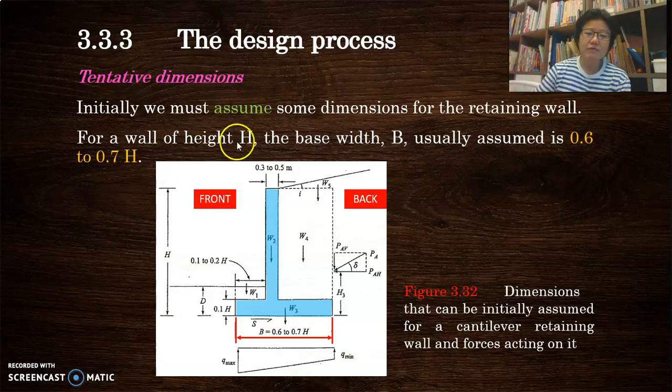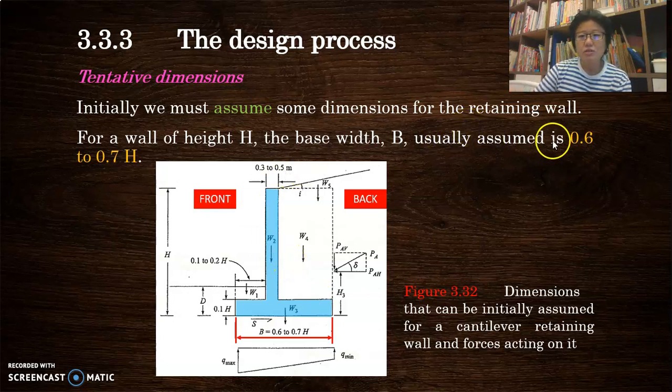So of course, when you have a situation where you want to build up and retain the height, say you want 10 meters, 12 meters, or 15 meters of ground here, what we don't know is, if you want a cantilever wall, how far in this is going to be, right? How wide, the B value, the breadth of the base of the wall, we don't know that.